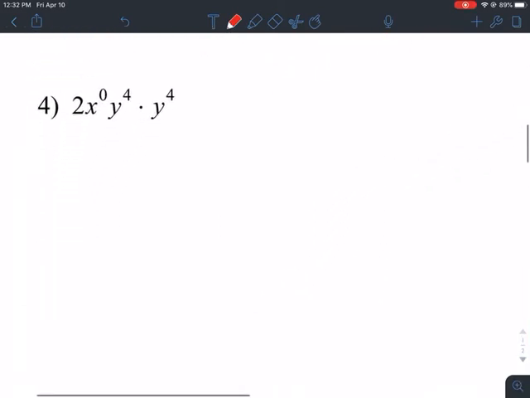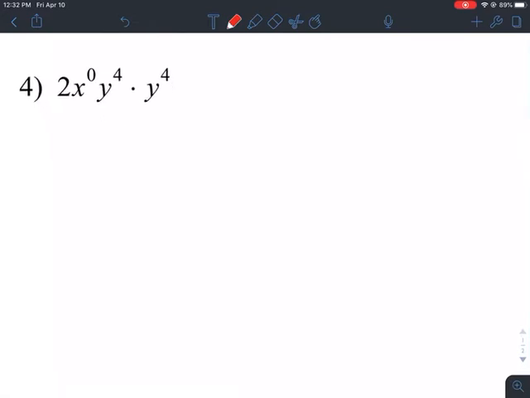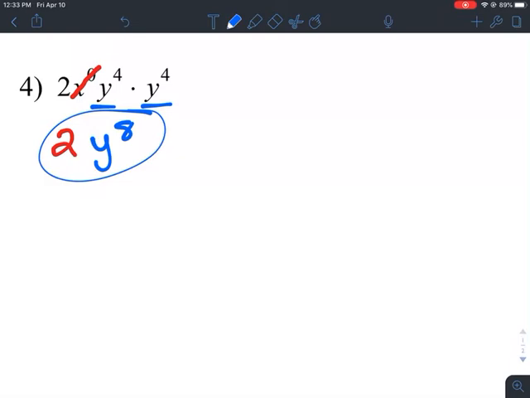So the last ones are going to kind of bring back what we did last week with 0 and negative exponents. So remember that anything to the 0 power equals 1. So if you have something to the 0 power, we're just going to cross that off because anything times 1 is equal to itself. Just be careful that you only cross off what the 0 is actually attached to. In this case, it was attached to the x. That 2 is separate. So that 2 is still going to be part of my answer. Then I just have to add the exponents for the y's, and I'm done. Okay?